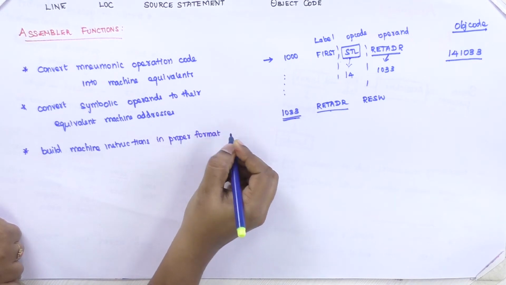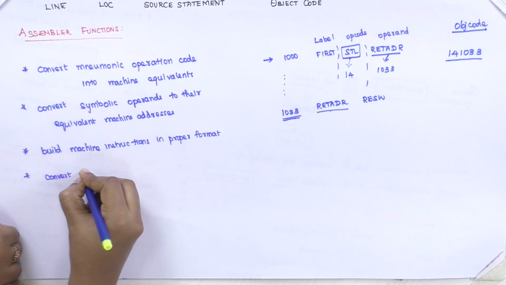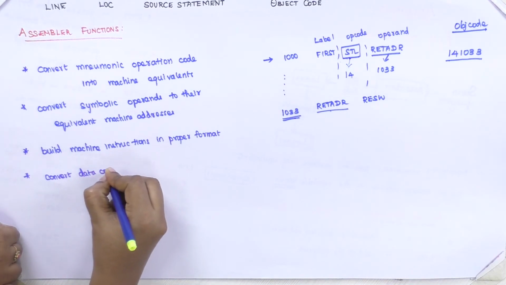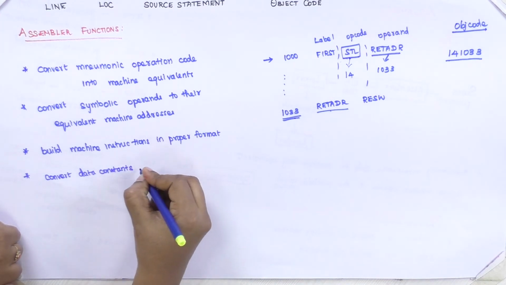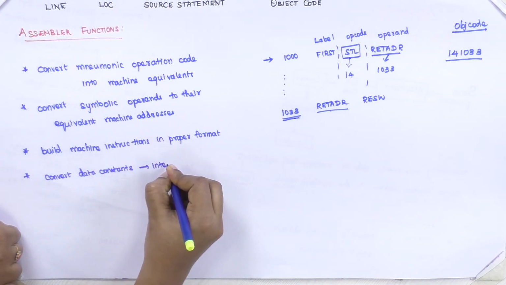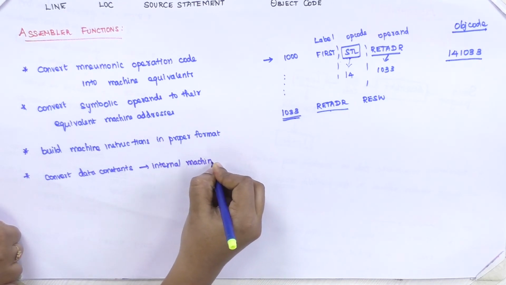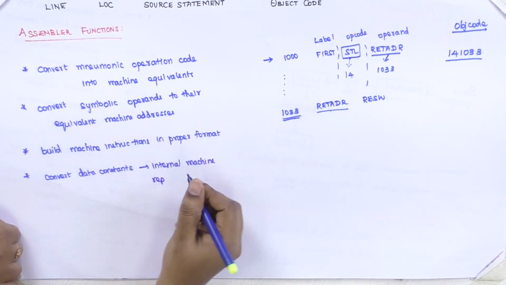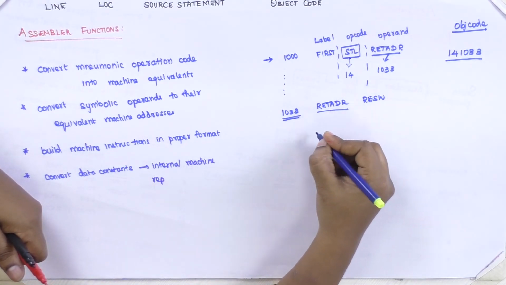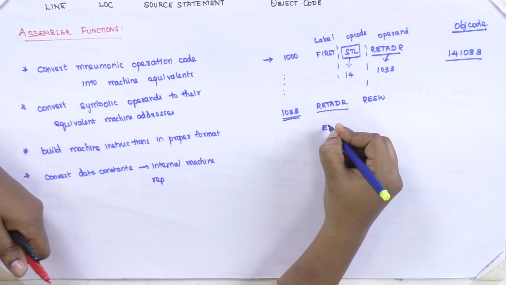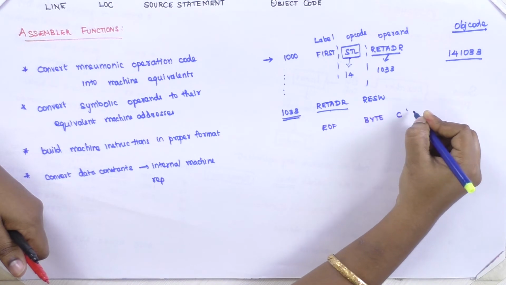Then it converts the data constants specified in the source program to their internal machine representation. For example, if a constant is given as EOF BYTE C'Z'.